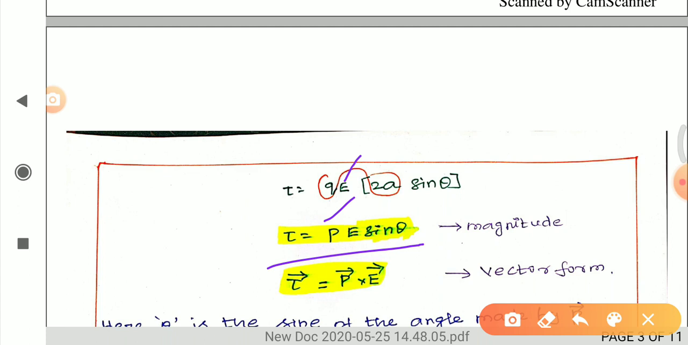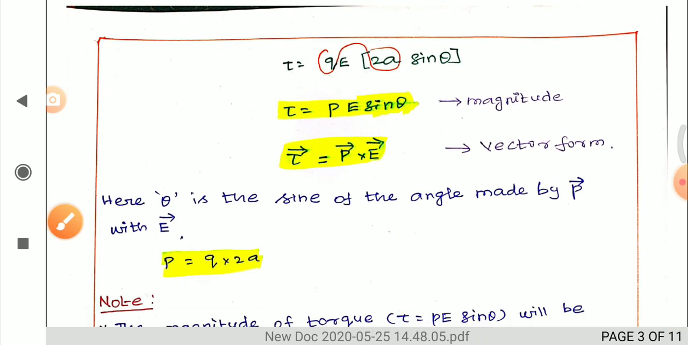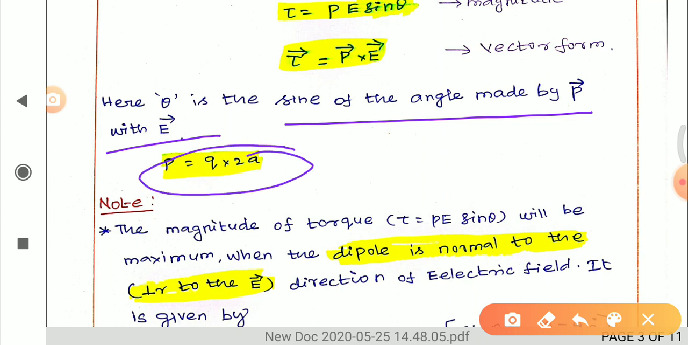One more thing you have to understand: if they are asking about the magnitude of the tau, we write tau is equal to P E sin theta. Suppose they are asking for the vector form, we write tau vector is equal to P vector cross E vector. This is the vector form of the torque experienced by the electric dipole in the uniform electric field. Already I explained that theta is the angle between the electric dipole moment and the electric field, where P is equal to Q into 2a.